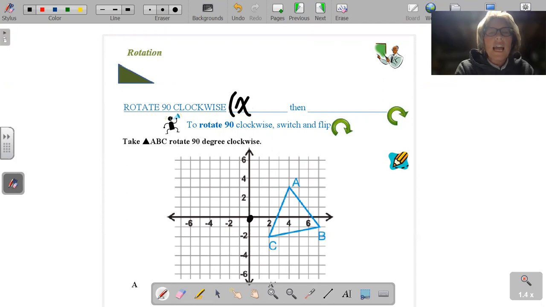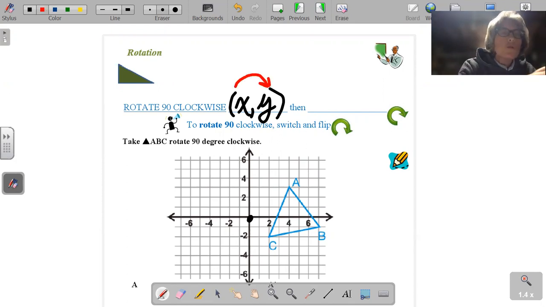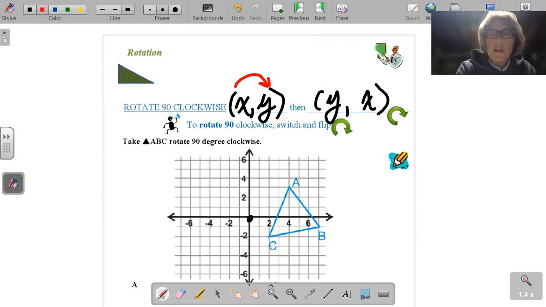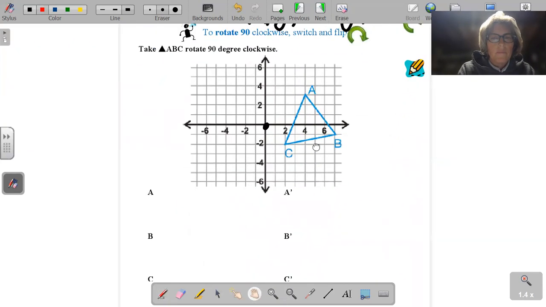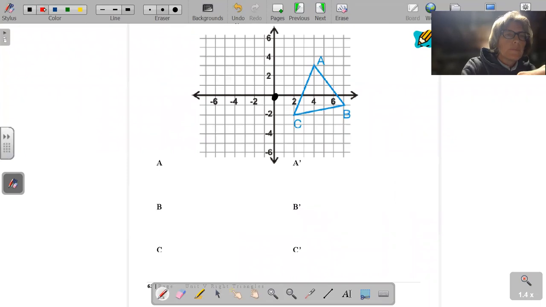So to rotate 90 clockwise, there's your x, y. Clockwise, you switch and flip the sign on the right. To rotate 90 clockwise, you switch and flip the sign on the right. Same coordinates.